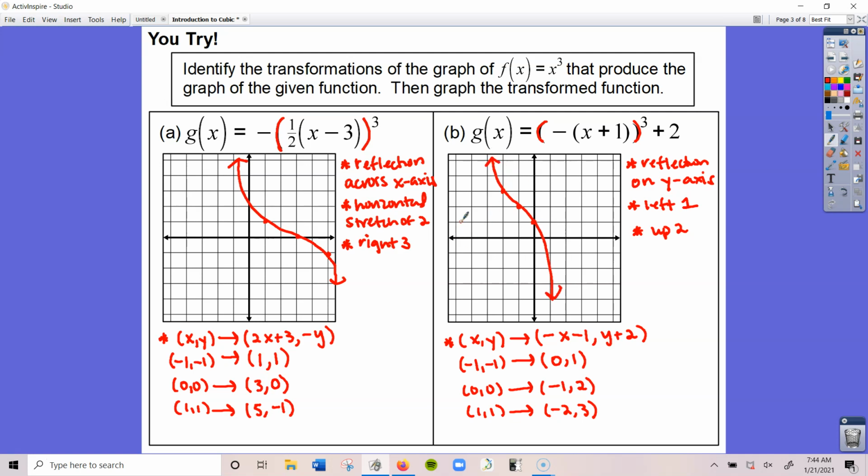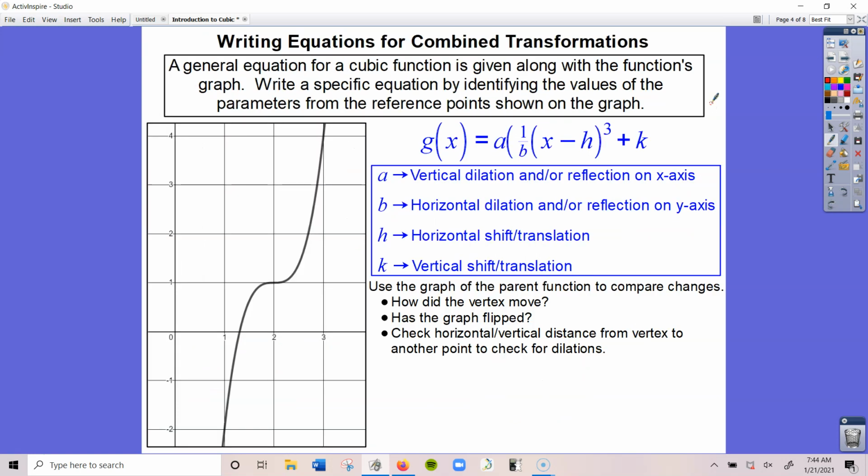Look at both of these graphs. Notice that whether you have a reflection across the x-axis or a reflection across the y-axis, the orientation is the same. It's always going to be decreasing. And that's something to keep in mind for the next part of this lesson, which is that we're going to write the equation of a cubic function now based on the graph. So we're going to be working backwards here.